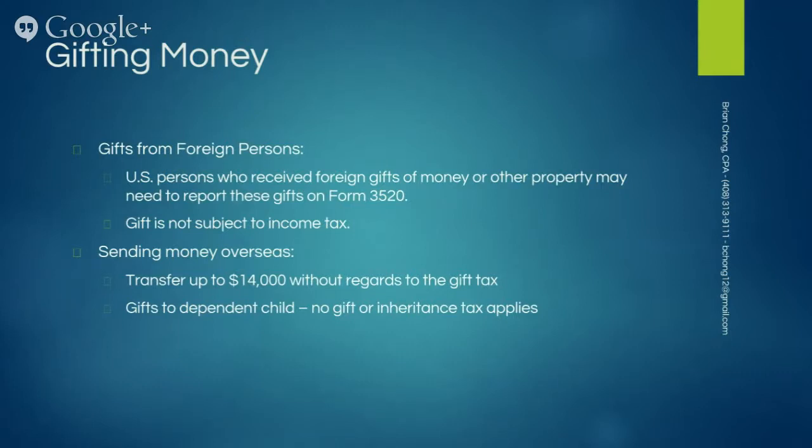Now, on the flip side, if you're sending money overseas to your relatives, you can transfer up to $14,000 per person without paying the gift tax. So let's say I send $14,000 to my aunt in Korea, my uncle in Korea, my cousin, whatever. That's $14,000 per person that I'm sending it to. So I can send hundreds of thousands of dollars in total and not have to pay any gift tax. And the other rule is if you're sending money to your kids, there's no limit. If I had a kid living overseas, I could send them $1 million and it's fine.